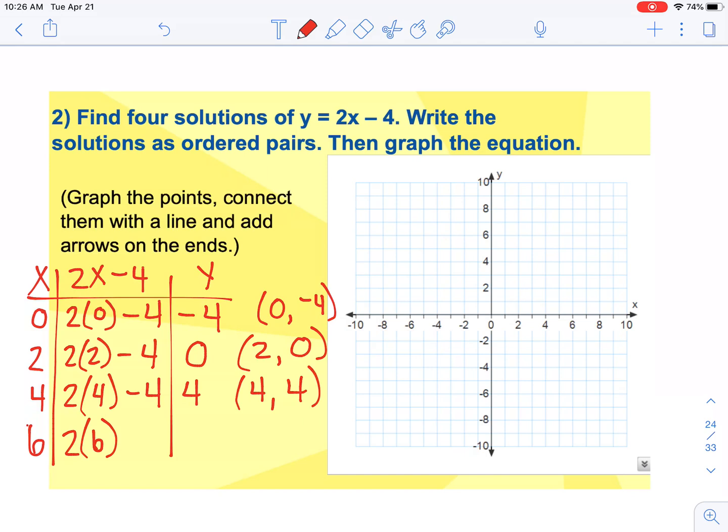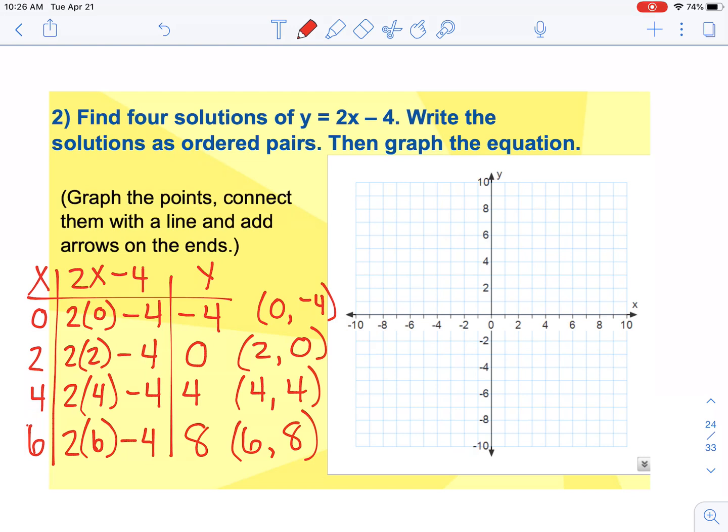And then the last one for 6, I'm going to take 2 times, plug in 6, minus 4. 2 times 6 is 12, minus 4 is 8. So when x is 6, y is 8.